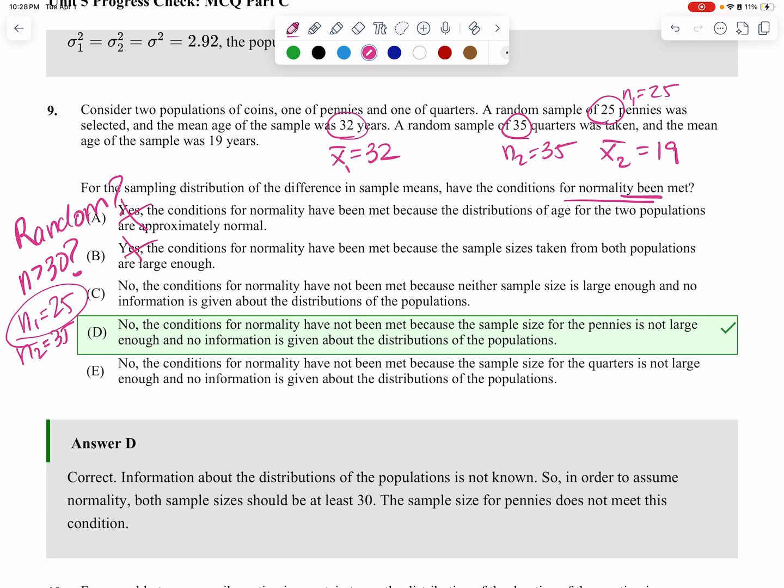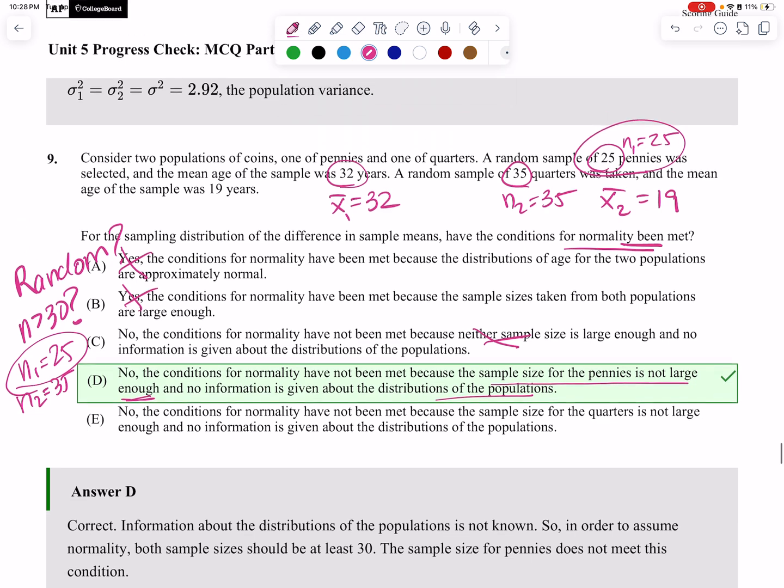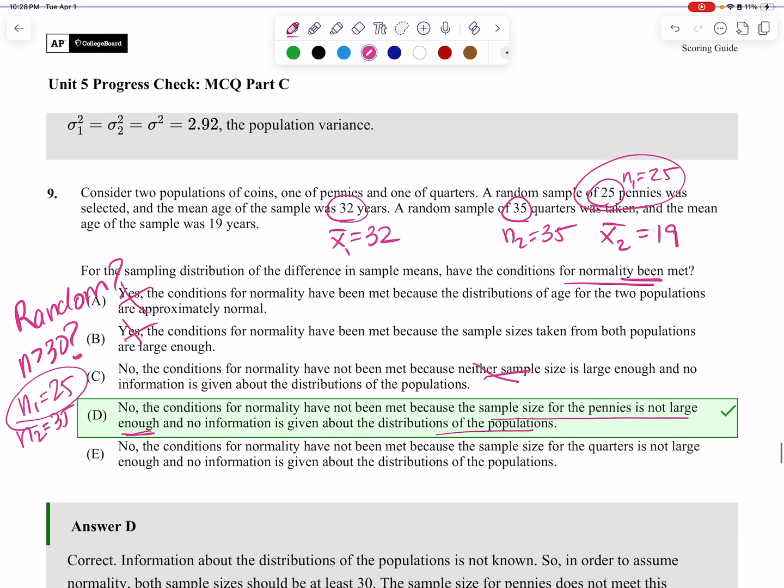Conditions for normality have not been met because the sample size for the pennies is not large enough, which is just the pennies, right? And no information about the distributions of the population. So the pennies maybe are not large enough, but that doesn't mean it's not a normal model. It can still be a normal model, but because it hasn't told us that it's a normal model, we don't know what the distribution is, so the sample size has to be bigger than 30. Only if it's bigger than or equal to 30, that guarantees normality. So since we don't know the distribution, we can't assume normality.